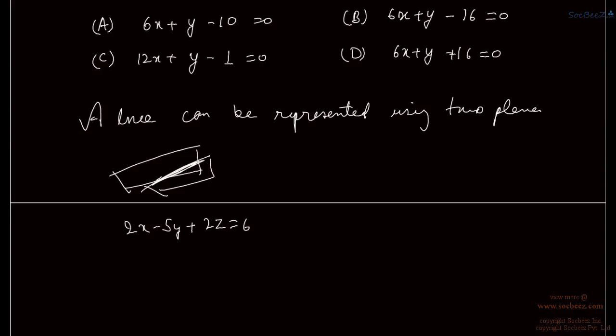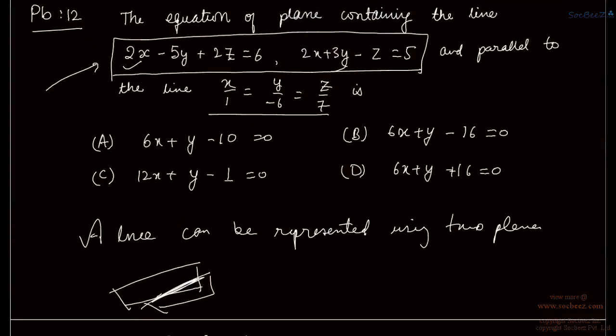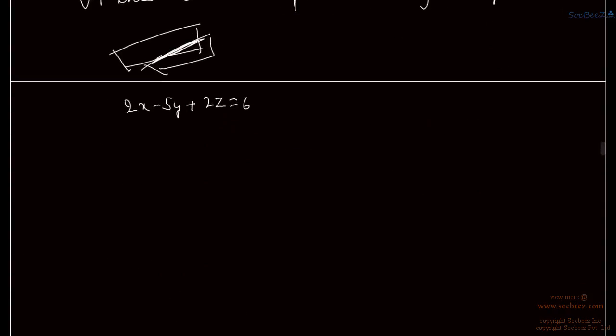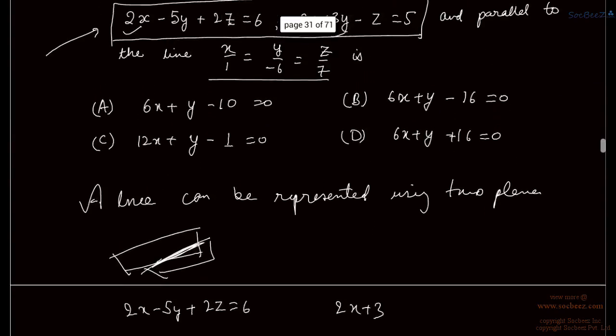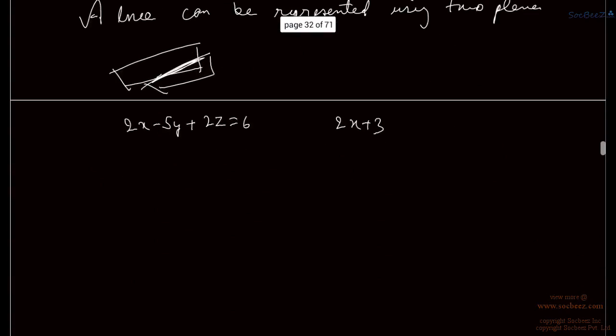2x minus 5y plus 2z is equal to 6, and another plane as 2x plus 3y minus z is equal to 5.